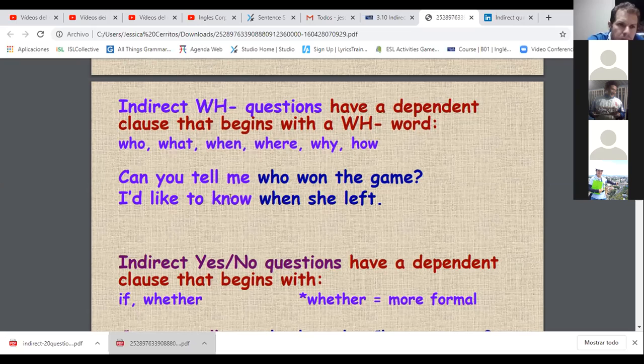All right. What about this one? Norma, I'd like to know when she left. Hágame esa pregunta directa, Normita. Norma, I would like to know when she left. Eso ya está en indirect question. ¿Cómo ha de haber sido directa? You tell me, Norma. Is it future? I like to know when she left. Ajá, esa es la indirecta. ¿Cómo ha de haber sido directamente?